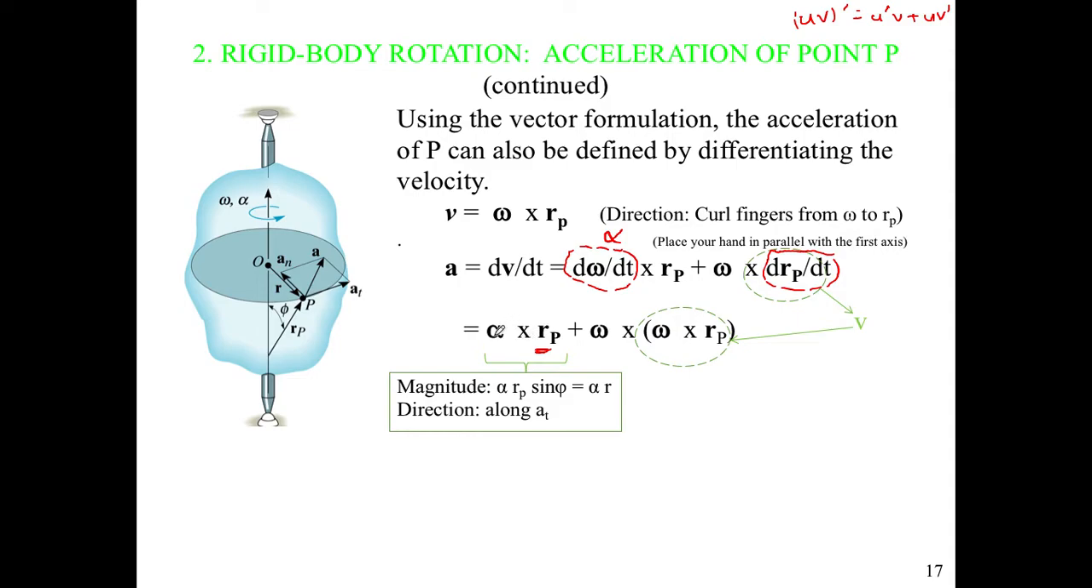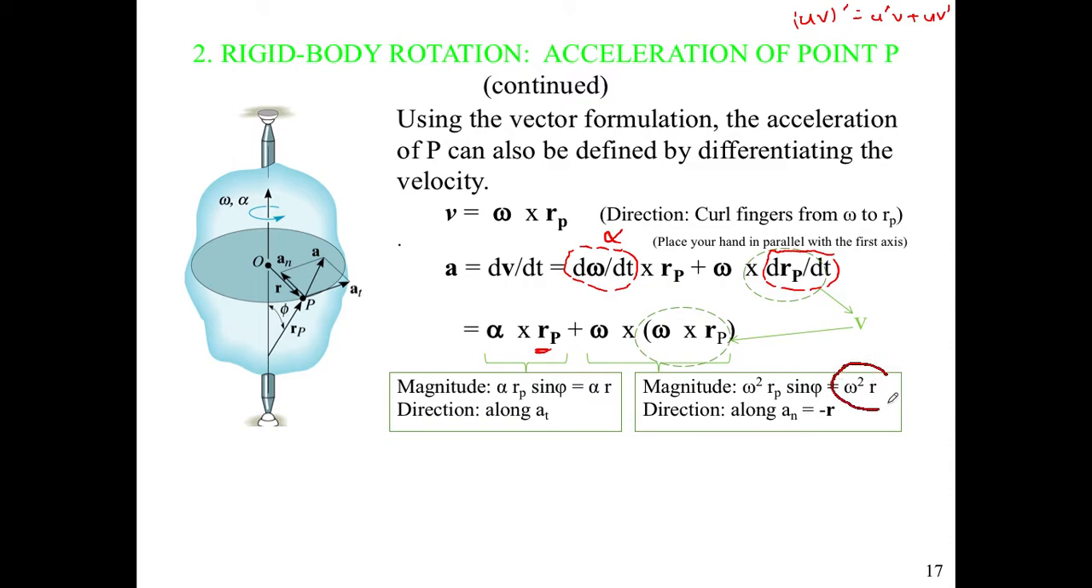Let's simplify this further. I want to point out that the magnitude of alpha crossed rp is just alpha times r, being in the plane of the path, and we know its direction is in the tangential direction. And the whole term omega crossed with omega cross r again has the same magnitude that we've already discussed prior to this, which is omega squared r, and its direction is in the normal direction like so. That is towards the center of curvature, or in the minus r direction.